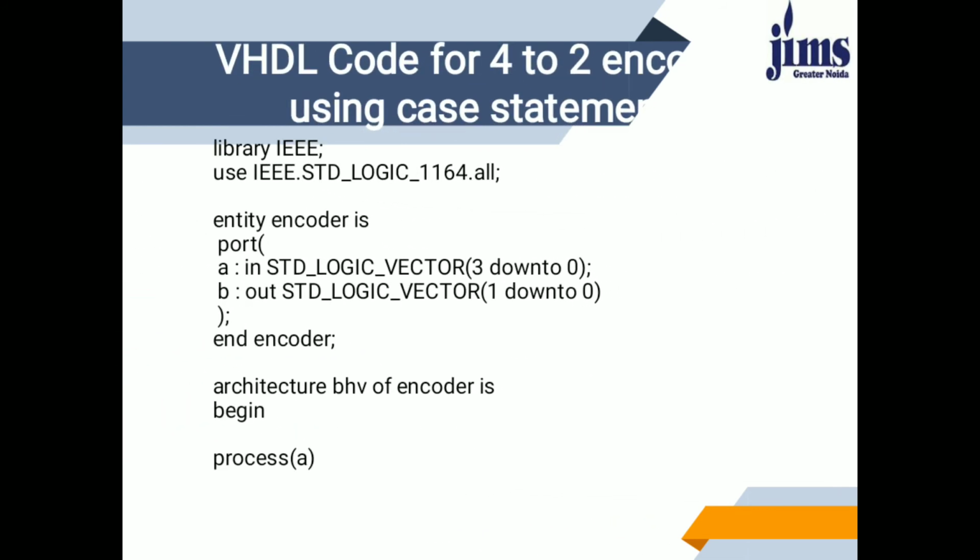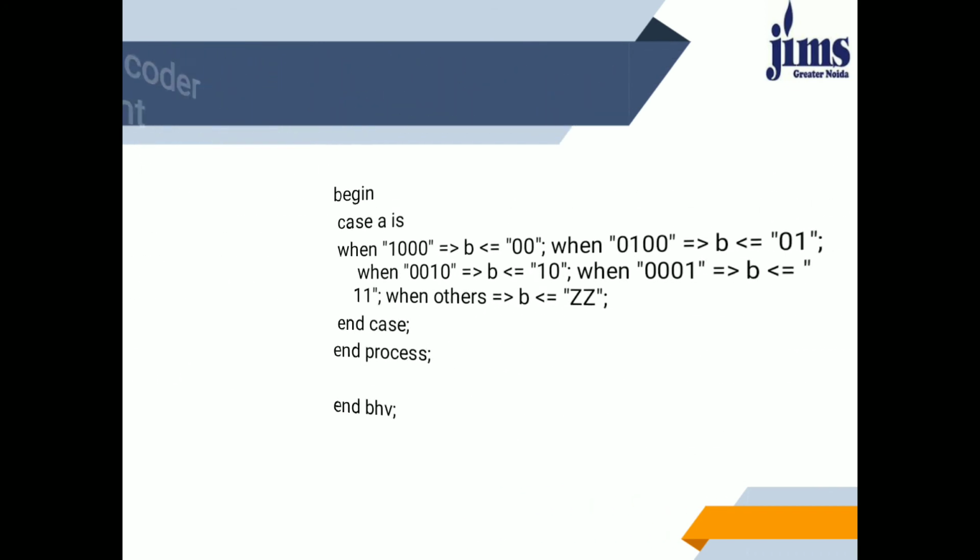Now it's time for writing with the case statement. As we have defined all the conditions, see, library, use, entity, encoder. Here we are defining the entity part of the encoder in a similar way as we have defined in the if and else statement. Again, we do not need to change the architecture pattern of the encoder. See, architecture behavior of encoder is begin, then process with sensitivity list, which is A here. Now begin will start.